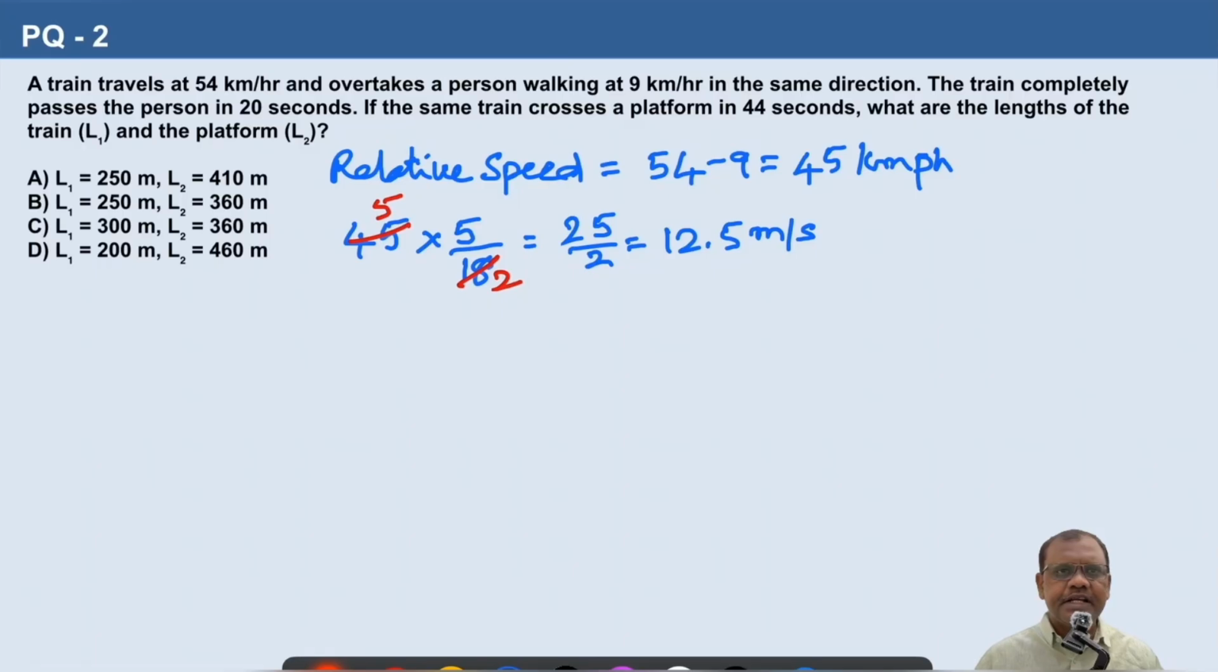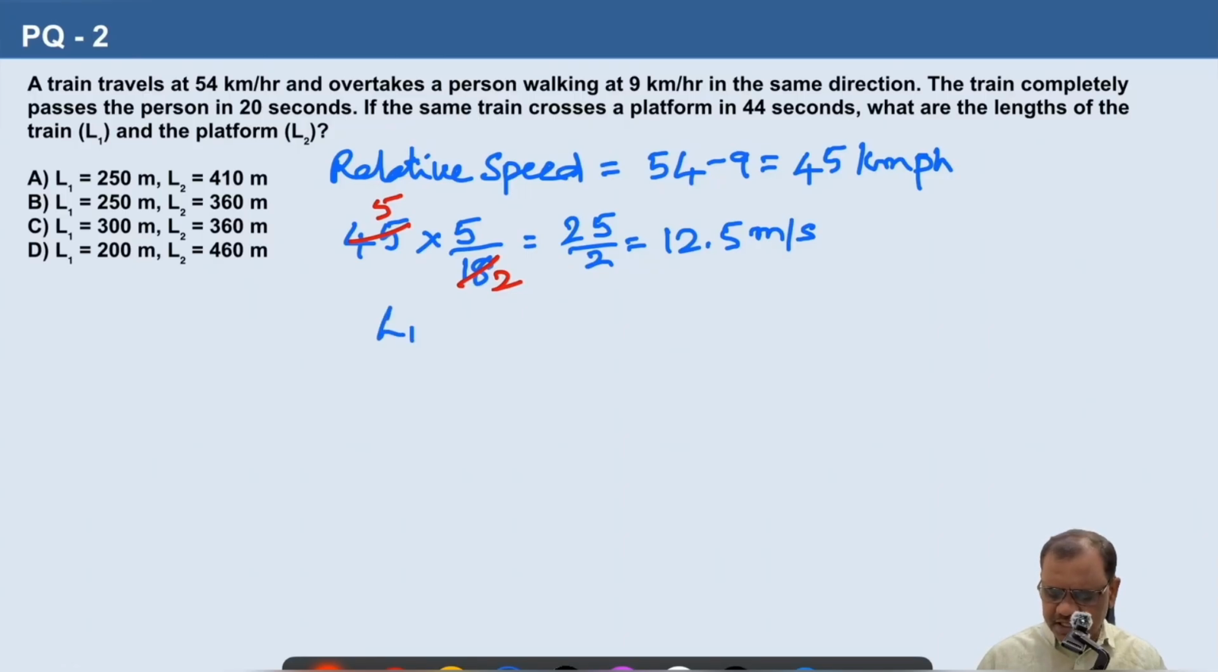Now the train completely passes a person in 20 seconds. So what is the distance to be covered for the train? Whatever is the length of the train, that much distance it has to cover. So relative speed is 12.5 meters per second. If the same train crosses a platform in 44 seconds, what are the lengths of the train and platform? So here we don't know the length of the train, so let us assume the length of the train as L1.